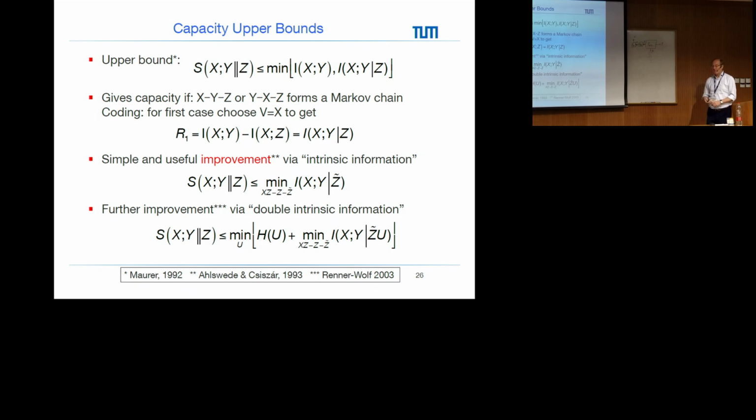There's some cases. There's many cases where that's true. There's some more improvements through the years. The second most recent one was from 2003, where you add yet another auxiliary random variable. But I don't want to get into this. Uli liked to call this the intrinsic conditional mutual information bound, and he also thought perhaps that's the capacity in one of his papers. He conjectured that, but it turns out not to be the case.